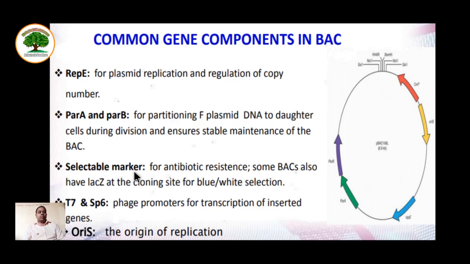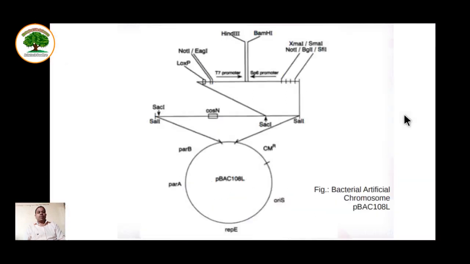There is also the presence of selectable markers. These are very important for antibiotic resistance, and some BACs also have the lacZ gene at the cloning site for blue-white selection. Now there are two promoters here, that is T7 and SP6 phage promoters for transcription of the inserted gene, and there is also the presence of the oriS site. This site is very important for replication in bacteria. It's the origin of replication. So this is the bacterial artificial chromosome.